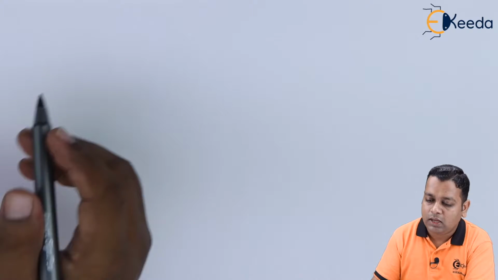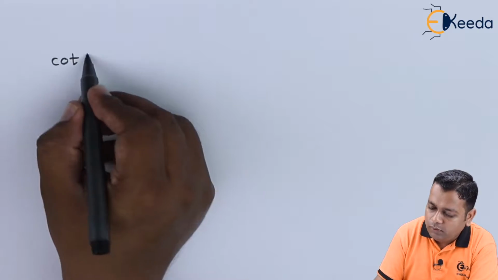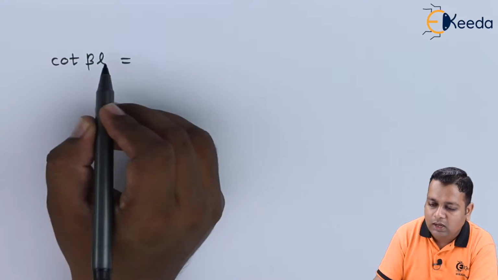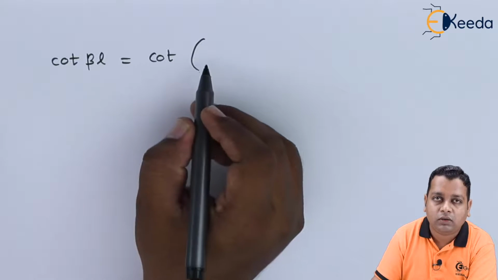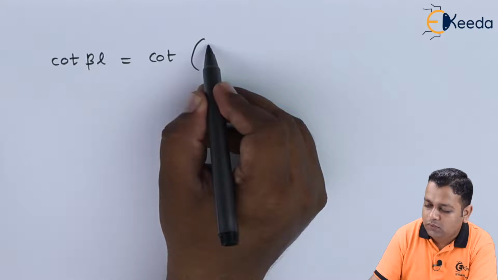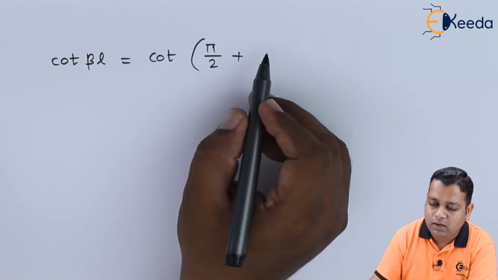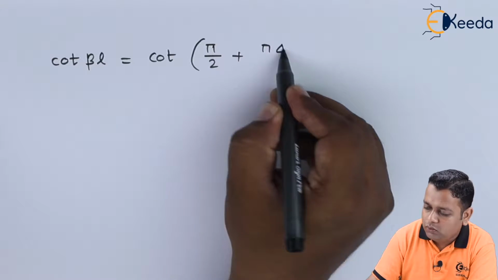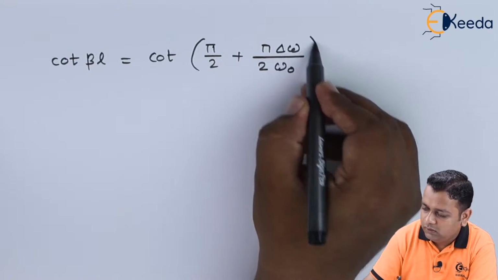So using this form of beta L, beta being the phase shift constant, L being the length of the transmission line, the trigonometric function cot of beta L can be represented by cot of, inside the bracket, from the above equation, pi by 2, the first term, added to pi into delta omega divided by twice omega 0 here.